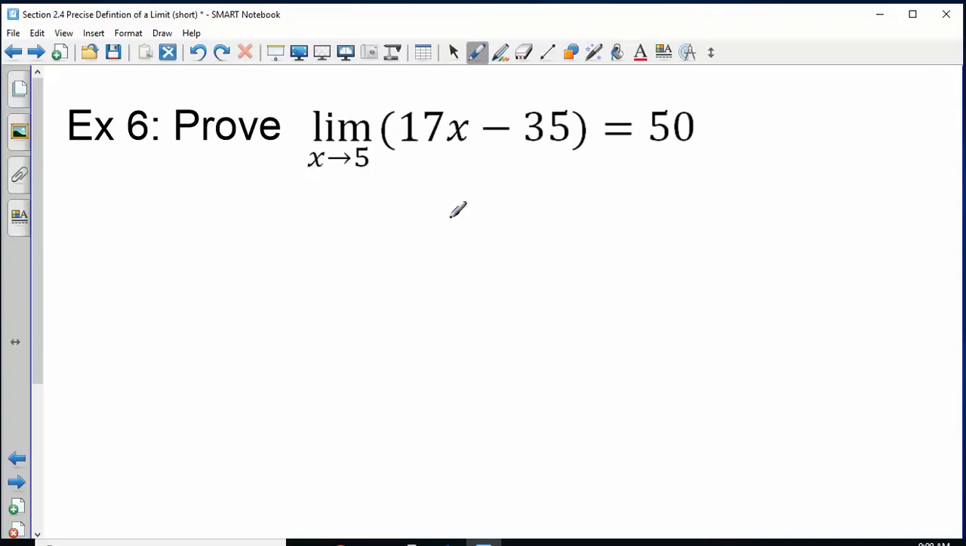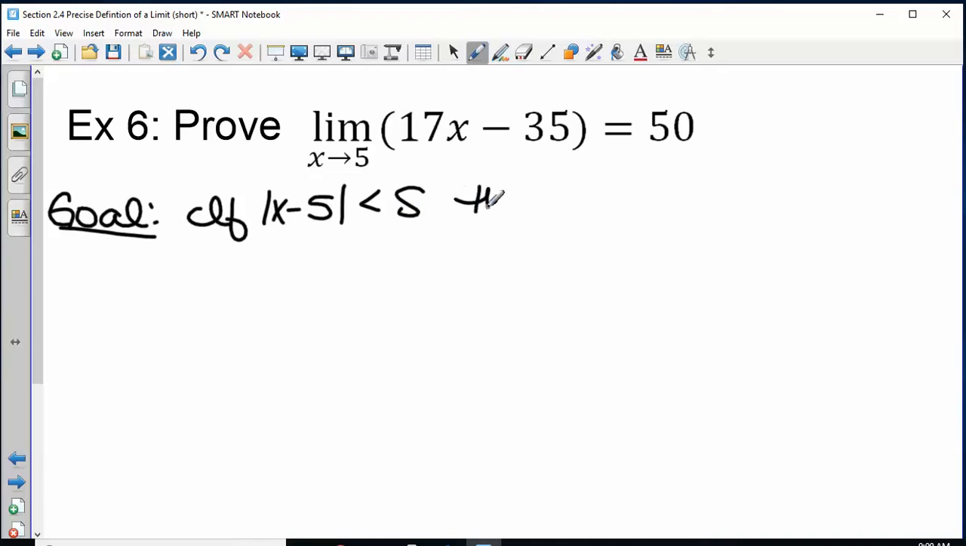Alright, so our goal. What's my first absolute value? Absolute value of x minus 5 is less than delta. Then what? Absolute value of 17x minus 35 minus 50 is less than epsilon.